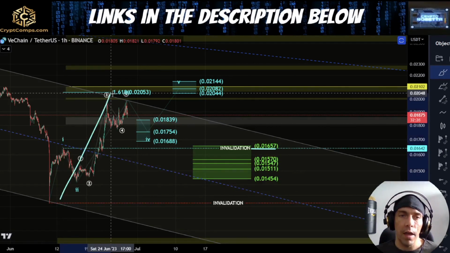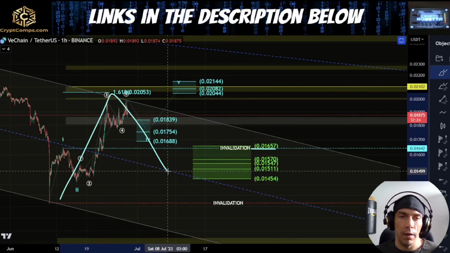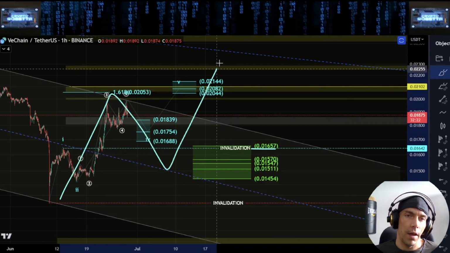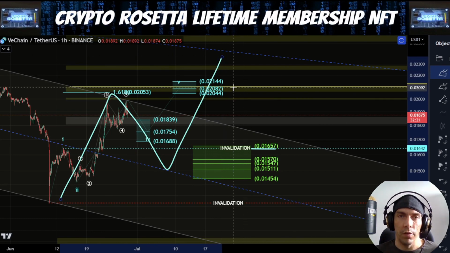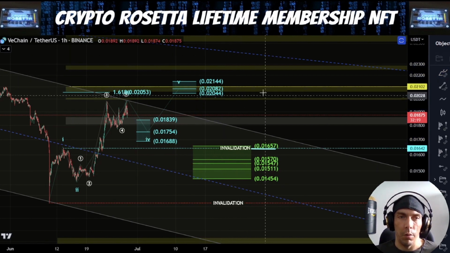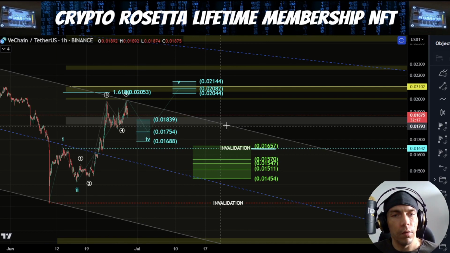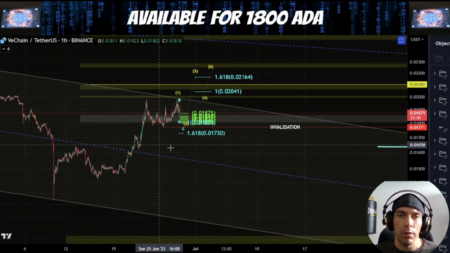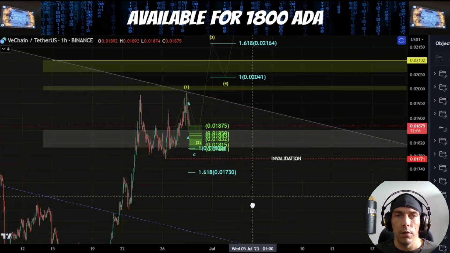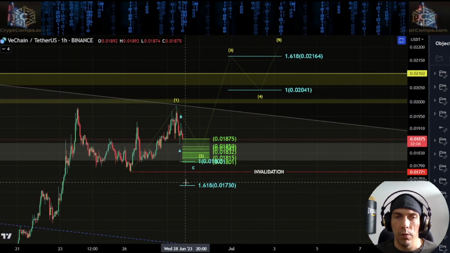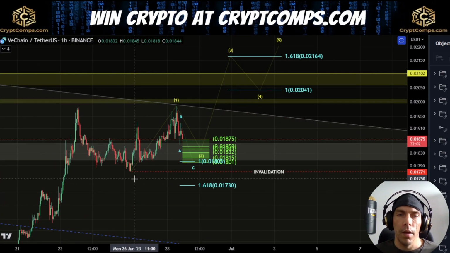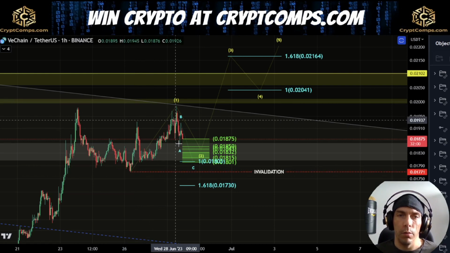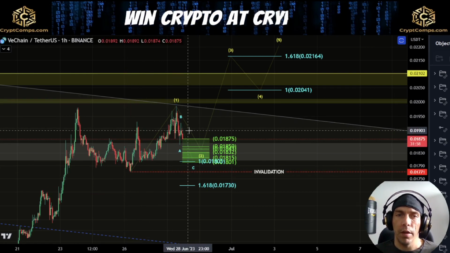Alternatively, if this is just A, we could still come back down, find a support zone here, and then look for that C wave still to the upside, or wave 3, depending on how we want to count this move. But it is still technically possible to see continuation from this point. If we are looking to extend, however, until we actually break this low here, we could also argue that within here we have a 1, 2, 3, 4, and a 5 as a diagonal pattern here.